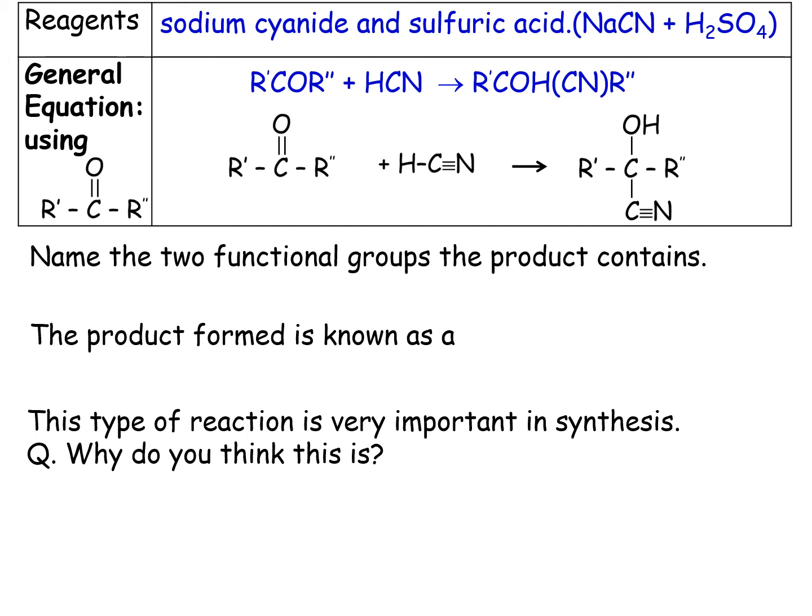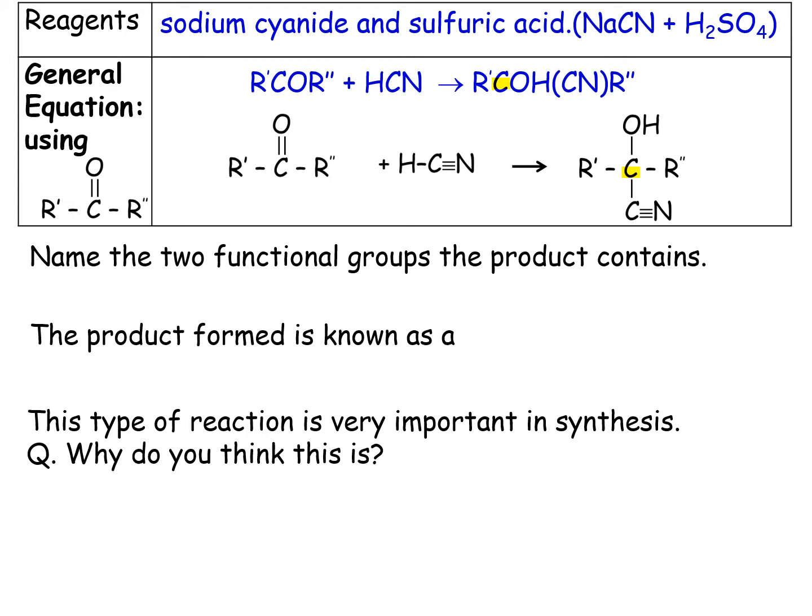It would be good just to highlight that. That's the one in the centre. And because that carbon makes 4 bonds, you can then see the R, the OH, the R double prime, and the CN coming off it.